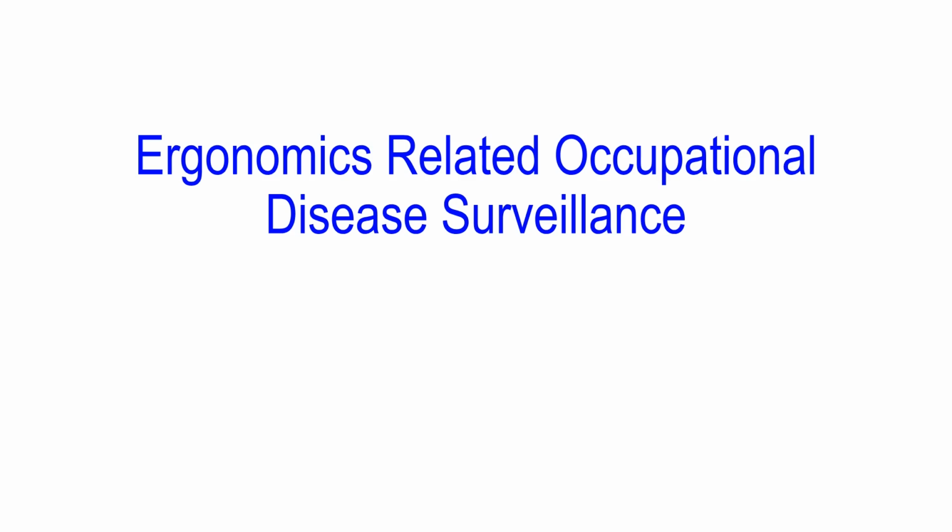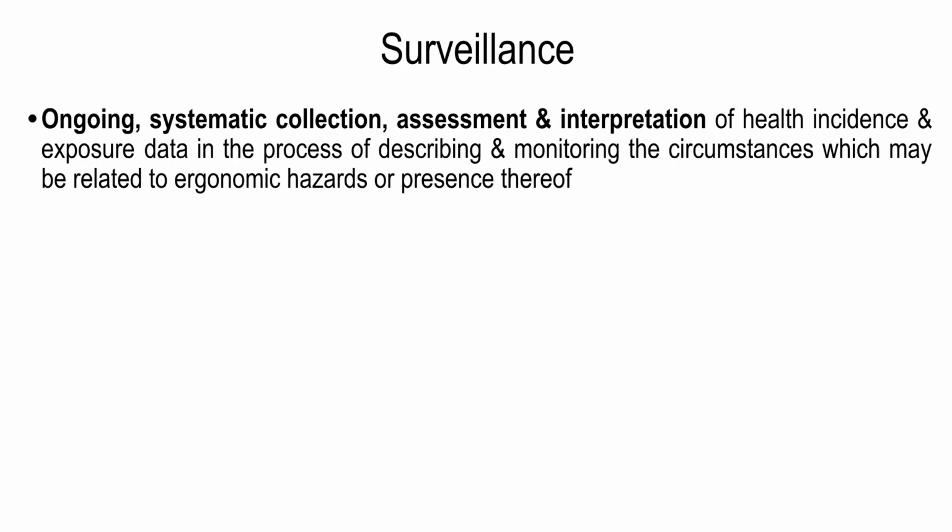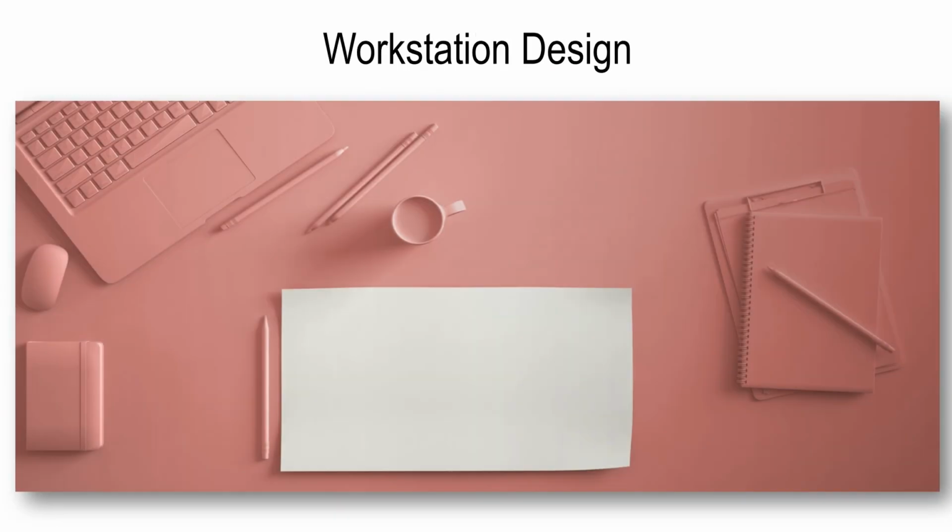Welcome to this video on ergonomics-related occupational disease surveillance, focusing on workstation design and posture. Our focus will be on health surveillance program diseases linked to ergonomic factors, specifically workstation design and posture. Surveillance involves the ongoing, systematic collection, assessment, and interpretation of health and exposure data to monitor and describe circumstances related to ergonomic hazards. Let's explore the key aspects of workstation design.